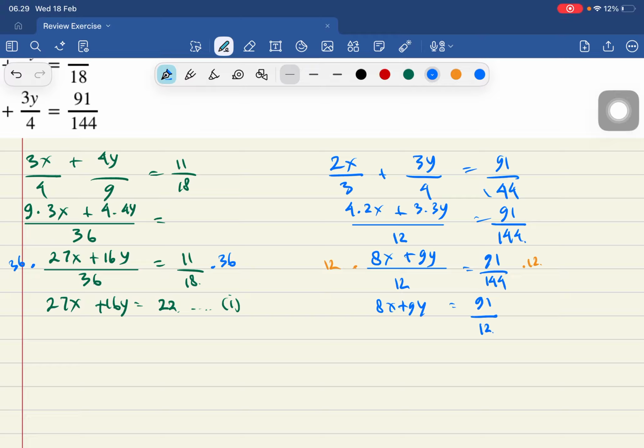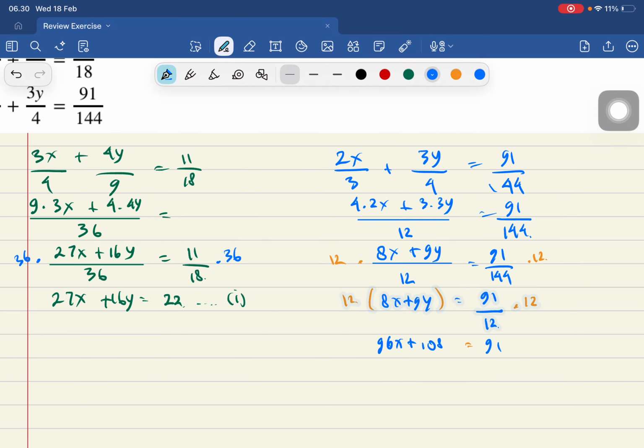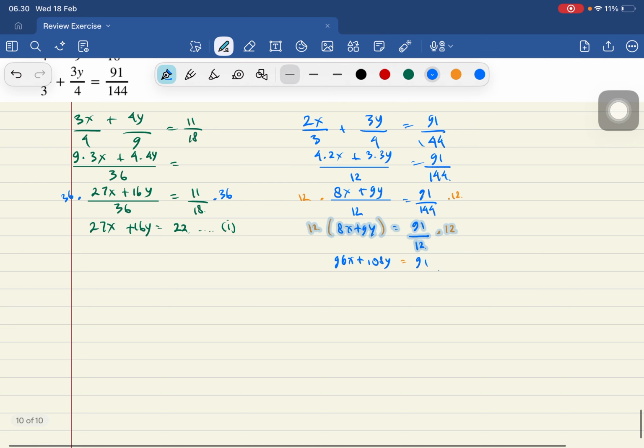Okay, to get rid of this 12, let us multiply both sides by 12 again. So the right side is going to be 91, while the left side is going to be 12 times 8 is 96x plus, we got 9 times 12 is 108y. Okay, this is our second equation.